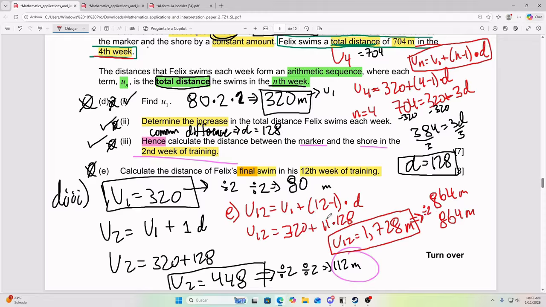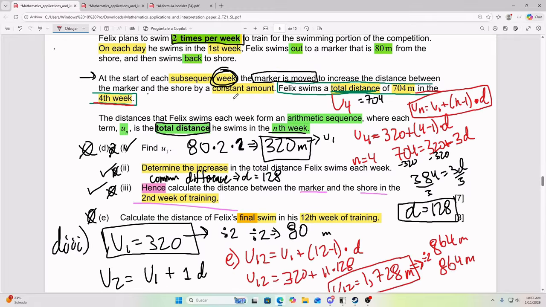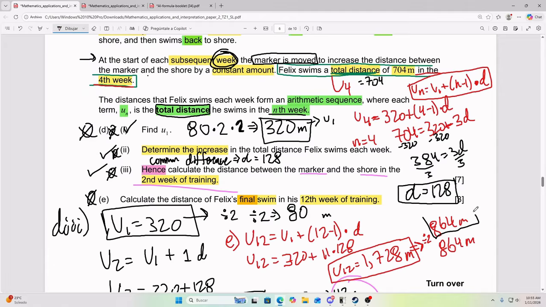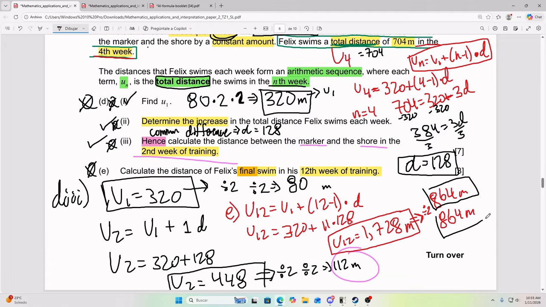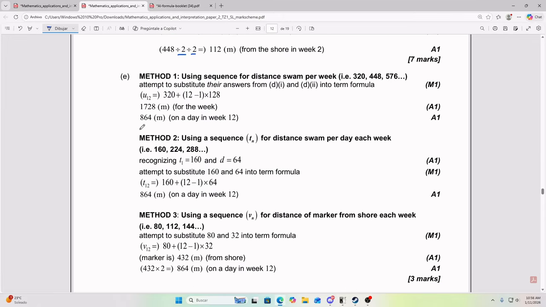And so notice, Felix swam this amount on the last week, but because per week Felix swims 2 times, you divide this by 2, and so this was the second to last swimming session, and this over here was the last swimming session. So for part E, it would end up as 864, which is exactly what we see right here. So again, there's 3 methods, which is impressive, but all of these reach the same 864 that we see there.